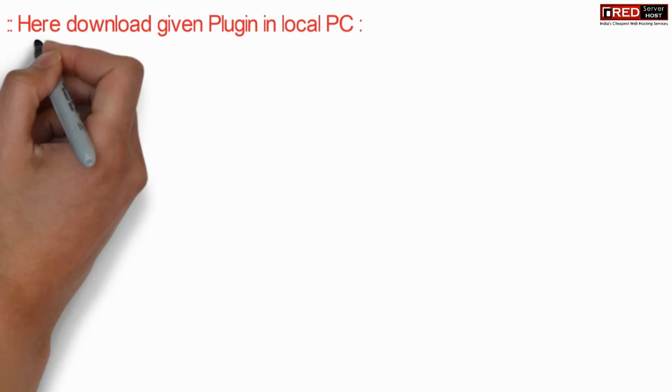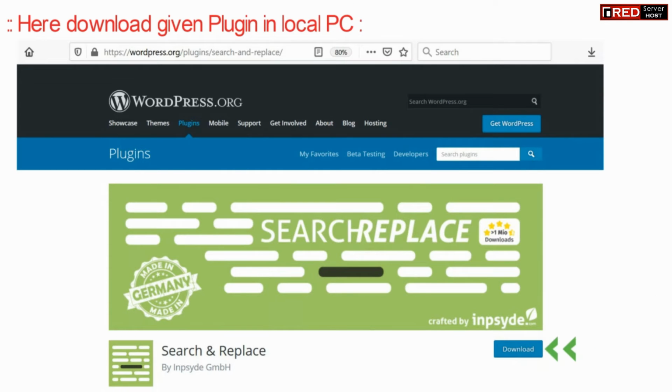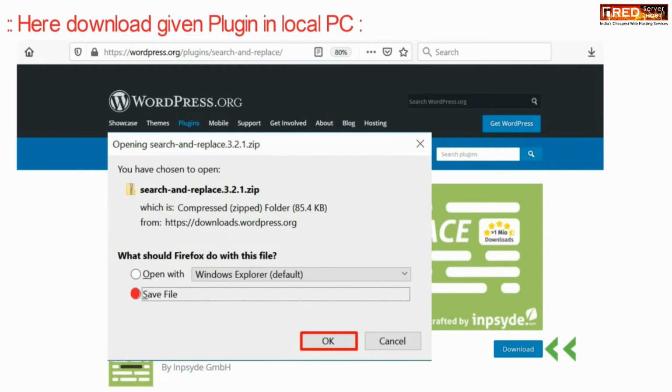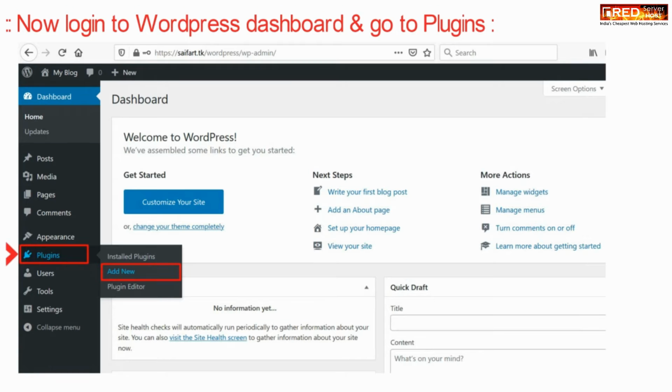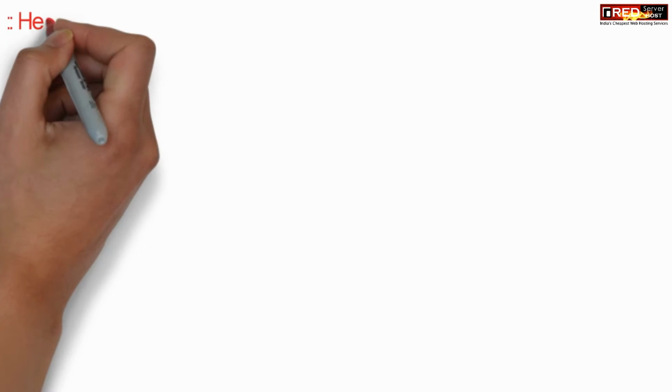Now here, download this given plugin onto your local PC. After you have downloaded this plugin successfully, you can log into your WordPress dashboard and then go to the Add New Plugin section.